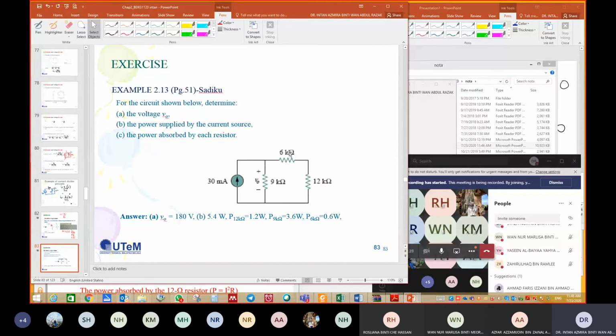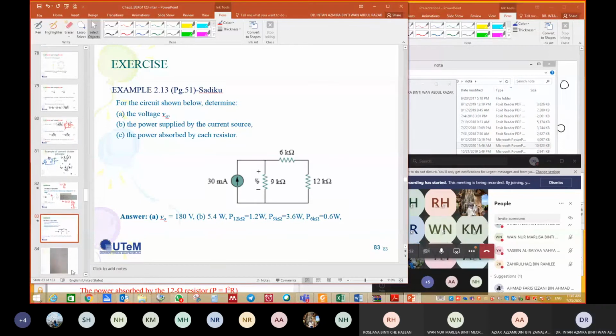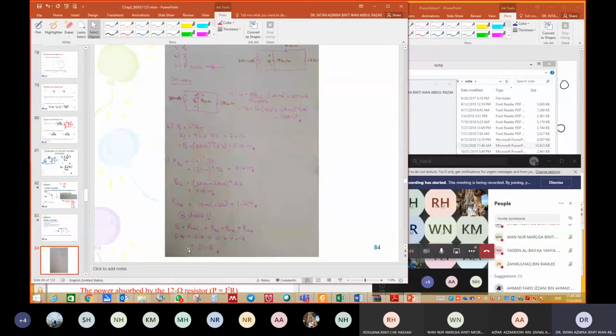How about the power of the 6K and 12K? The same principle: find the current that flows through them first, by using the current divider principle, and then you can find the power by I squared R. Any question on how to solve this question? The solution is provided.